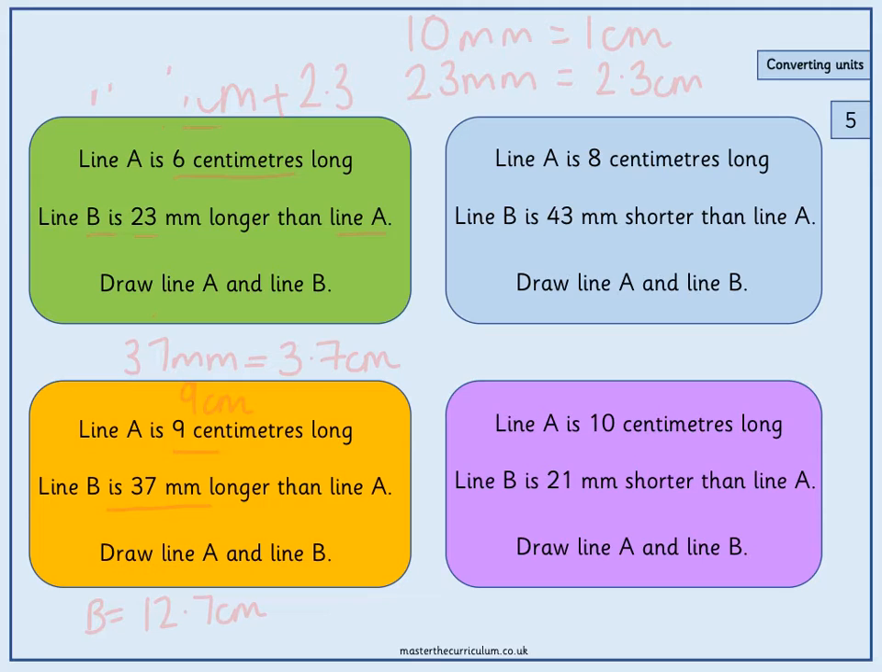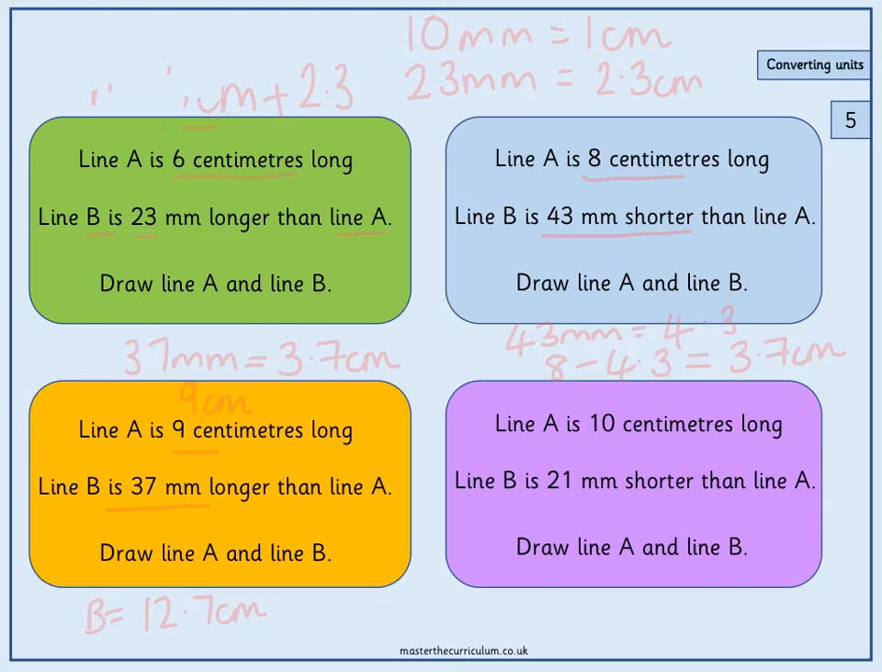Okay, continuing up here, A is 8 centimeters. Now line B is 43 millimeters shorter. So 43 millimeters, turn it into centimeters, and it's 4.3. Now shorter, so now we need to do a subtraction. We need to do 8 take away 4.3, which would leave me with 3.7 centimeters. So B would be 3.7 centimeters and A is 8 centimeters.